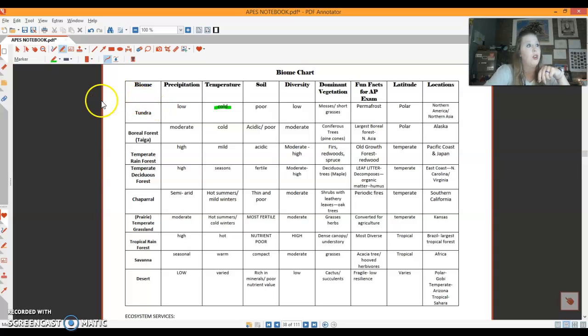Okay, so the fact that you need to know about the tundra is we have permafrost here. Now, some of you may not know what permafrost is. So permafrost is when the ground is permanently frozen. So I'm going to get my writing tool back. Okay. So it is permanently frozen, or supposed to be permanently frozen.